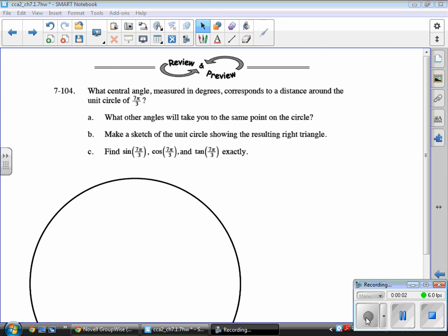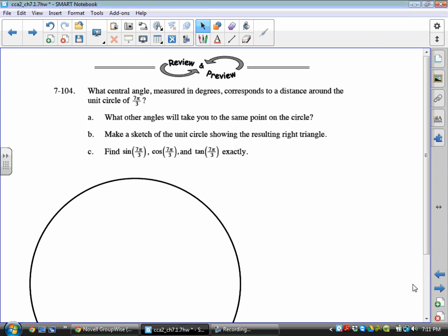This is problem 7-104 from section 7.1.7. What central angle, measured in degrees, corresponds to a distance around the unit circle of 7 pi over 3? So we need to answer this question first before we move on to parts A, B, and C. So what's the central angle in degrees? Basically, what is 7 pi over 3 in degrees?